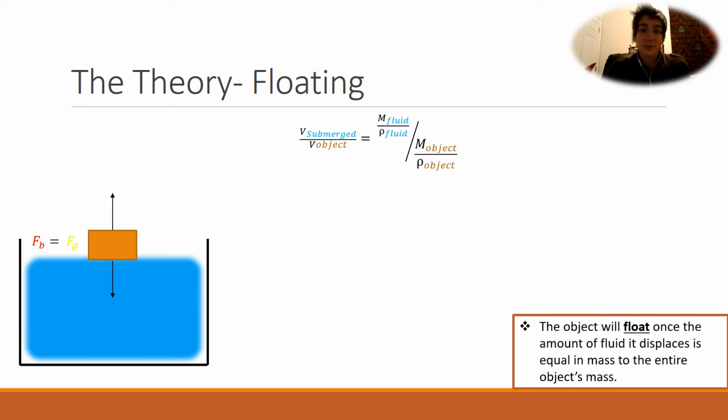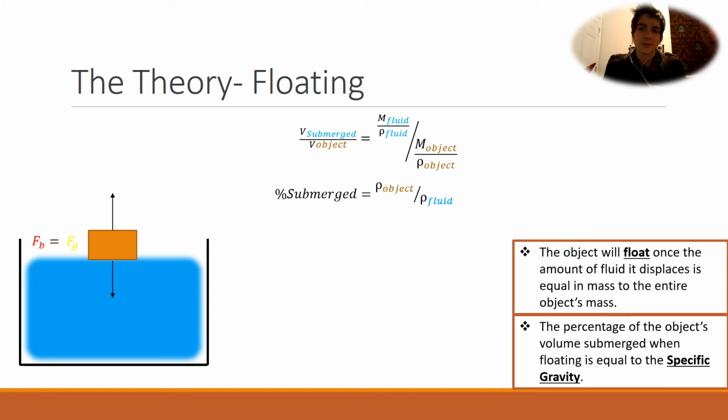Now let's consider the percentage of the object that must be submerged in order for the object to float. As it turns out, the percentage of the object submerged when its mass equals the amount of fluid it displaces is equal to the ratio of the object's density and the fluid's density. This is known as the specific gravity of the object.